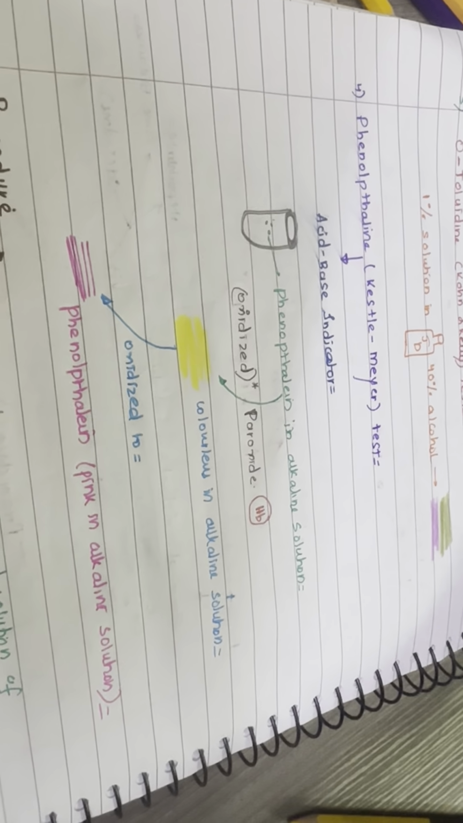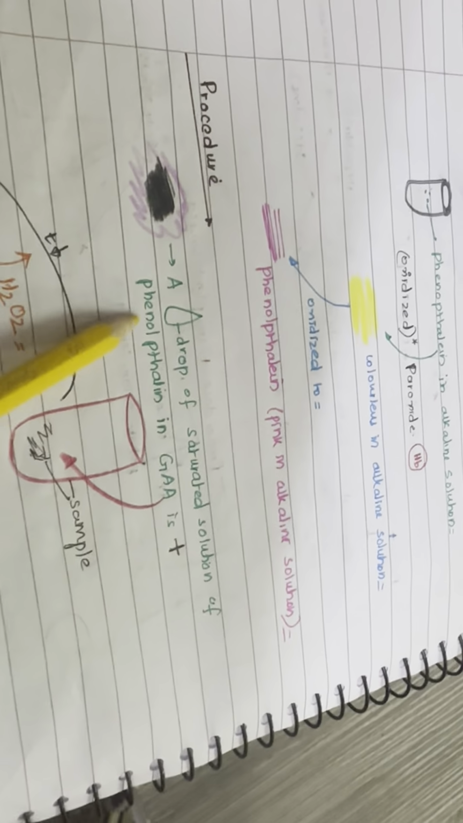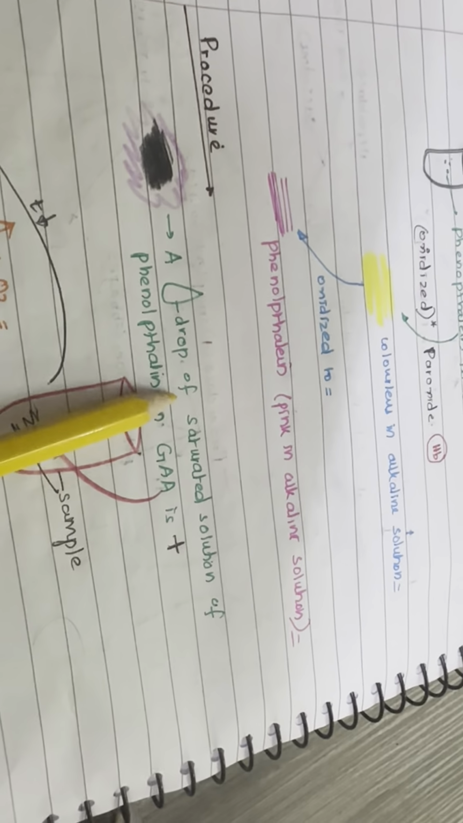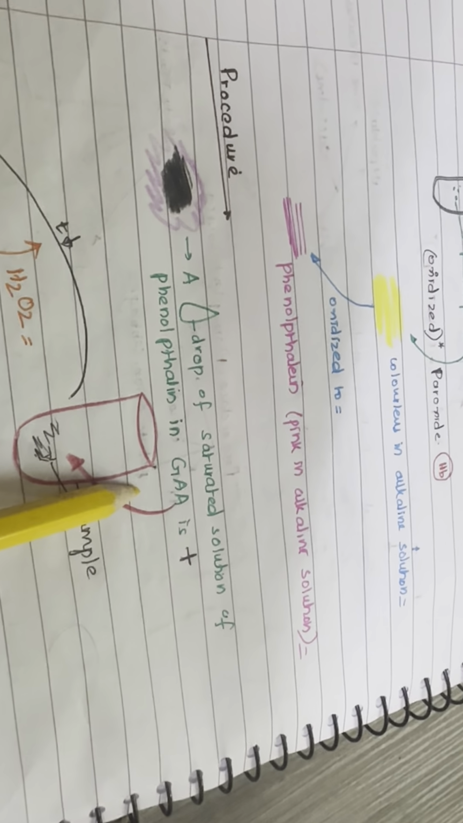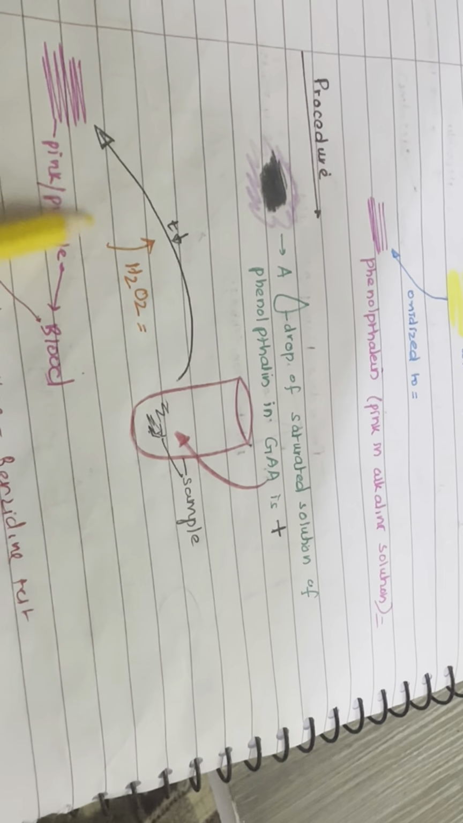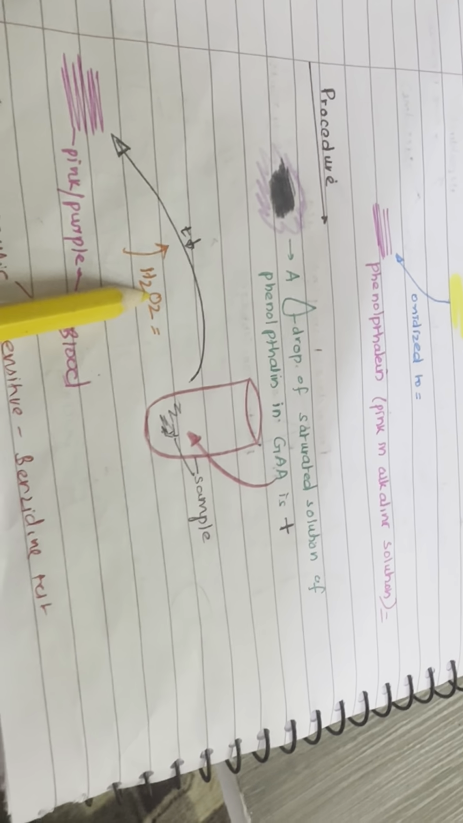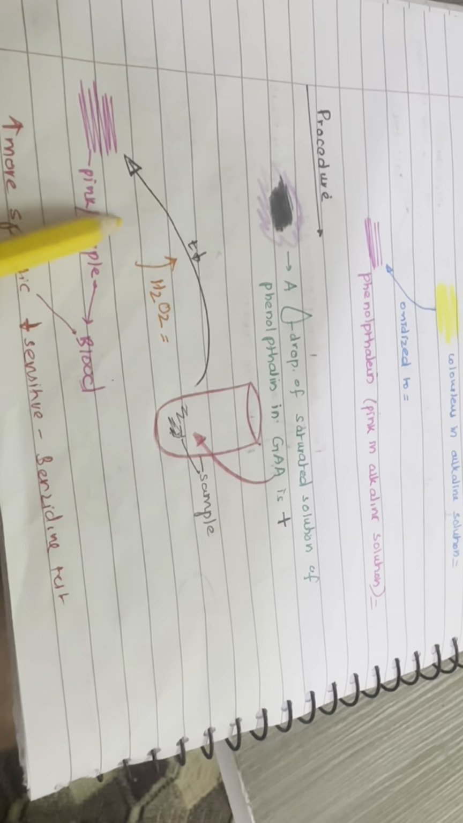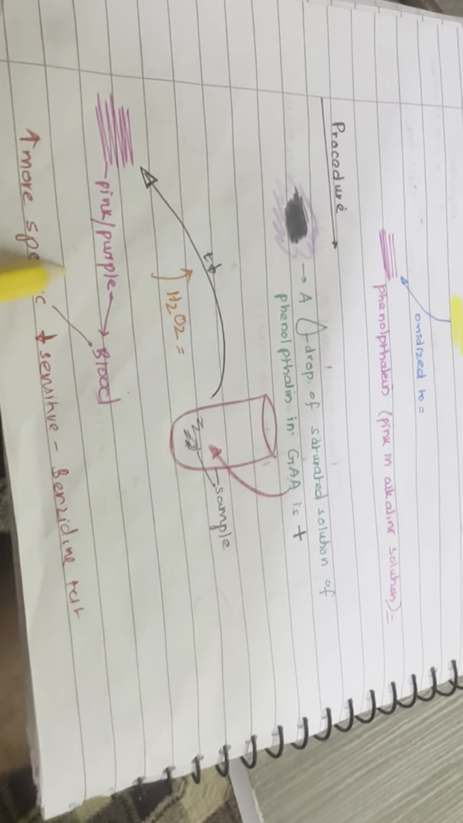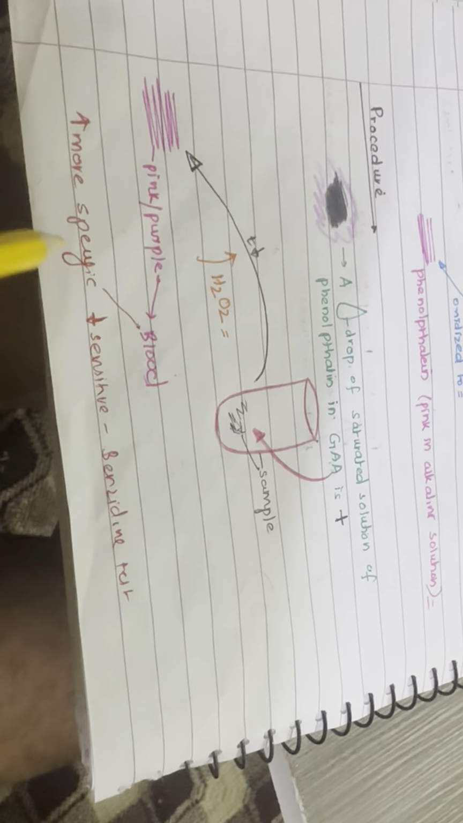Procedure: a drop of a saturated solution of phenolphthalein in glacial acetic acid is added to the sample. After a few seconds, a drop of water is also added. Pink and purple color is suggestive of blood. More specific for a blood test but less sensitive as compared to the benzidine test.